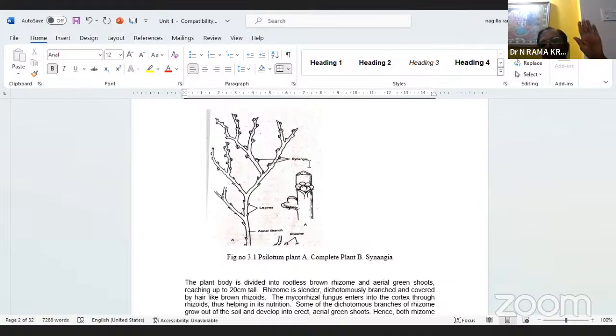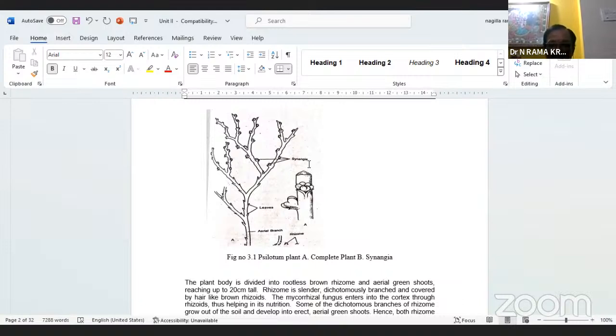Rhynia has a very simple structure. Lycopodium has this sporophyll structure. When you come to Equisetums, sporophylls are there. In Selaginella, we look at microsporophylls and megasporophylls also.